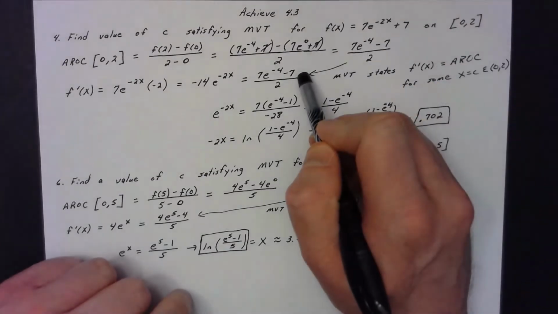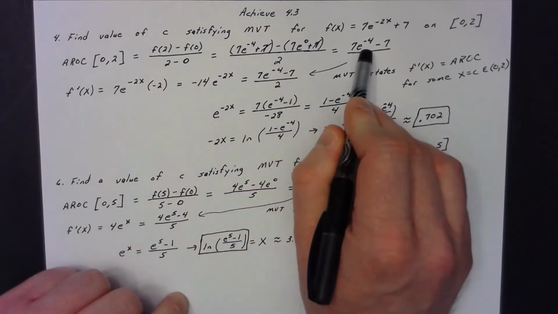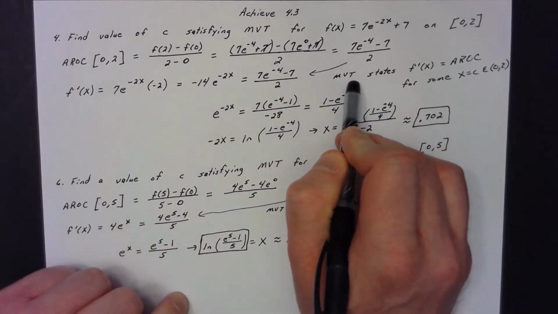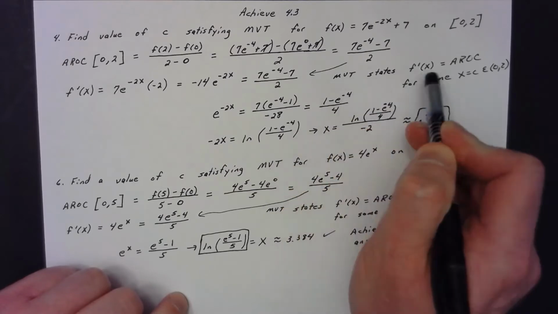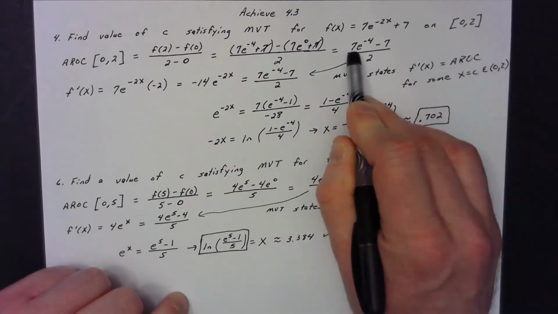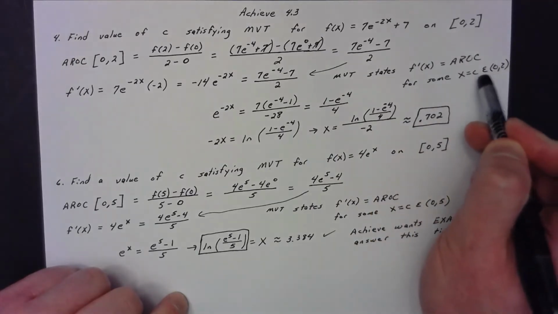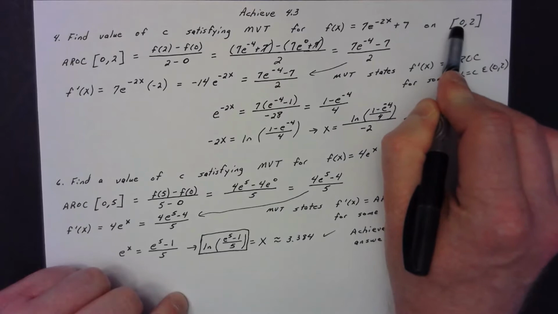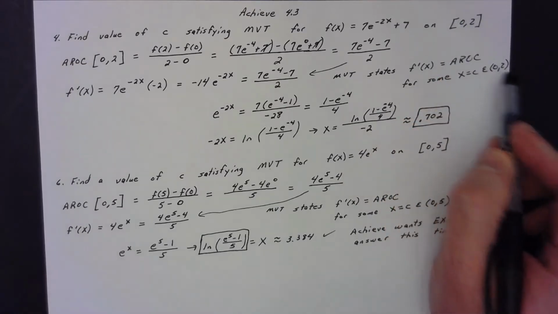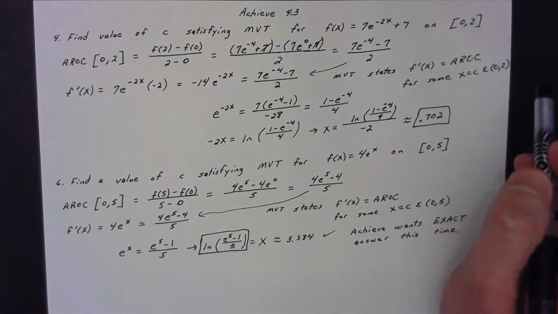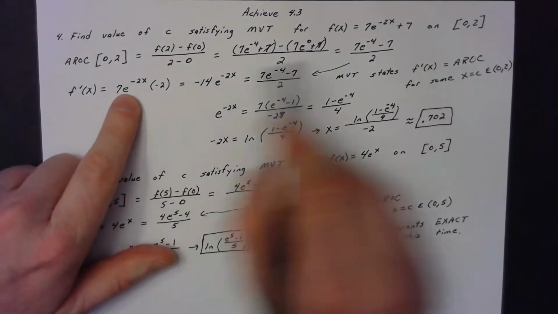Now keep in mind, what I'm going to do is take the derivative and set it equal to this average rate of change, because that's precisely what the mean value theorem tells me. The mean value theorem states that the derivative has to equal this average rate of change for some x value between where this average rate of change began and ended. So I know that f prime of x has to equal this average rate of change for some x between 0 and 2. So I go ahead and I take my derivative.